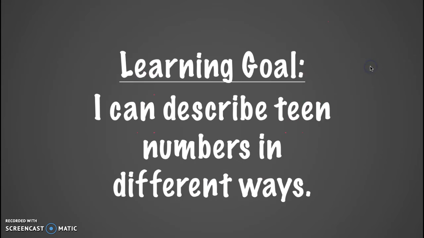All right, excellent. Our learning goal said I can describe teen numbers in different ways. And although we did it pretty quickly and it was pretty short and sweet, we were getting really good at it. That's why we were able to go so quickly. The thing is, when you have a number, you can put it together or you can show it in different ways, and then you can describe it in different ways too. See, we just showed it as a picture, as cards, and then slid together.